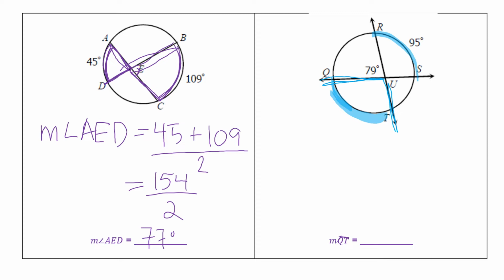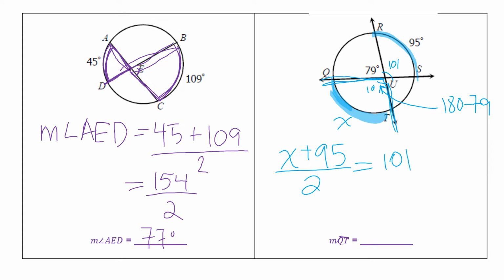So I'm going to start by finding that angle. Since it's a linear pair, I'm going to do 180 minus 79, which is going to give us 101. And that's going to be not only for that angle, but for its vertical angle. So this one is kind of like working backwards. I'm just going to put an X on arc QT since that's what we're looking for. What we do know is if we add X and 95 and divide by 2, that should give us that 101 degree angle. So I'm going to set up an equation and solve it.